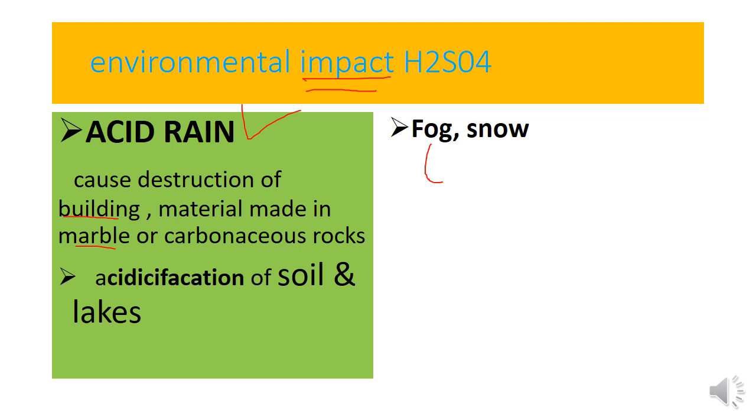Also, the acidification of soil and lakes. Also, there are fog and snow due to the excess of those acids. This causes some fog and snow. For more information, go to the book and read.